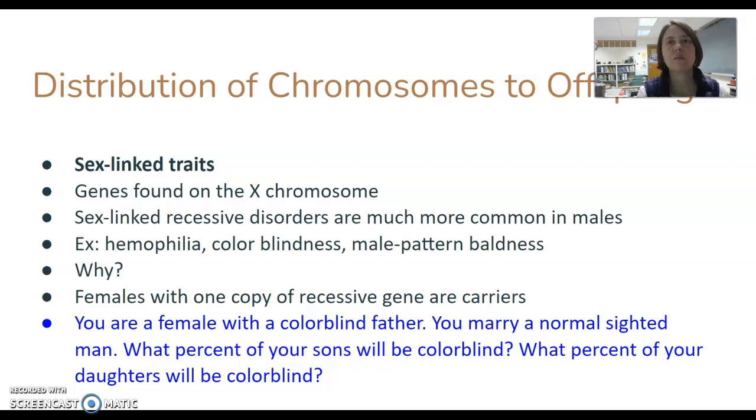So let's say you are a female with a colorblind father. So what would his genotype be? You marry a normal-sighted man. What percent of your sons will be colorblind? What percent of your daughters will be colorblind? So I want you to figure this out, and then we're going to talk about it in class.